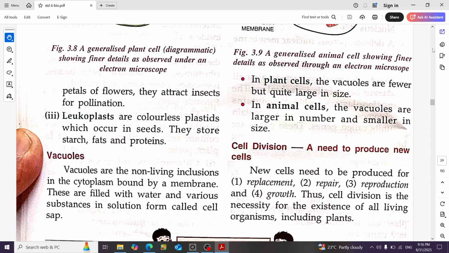Now, what is the need to produce new cells? Now remember, cells are living things. They have a particular lifespan and they are going to die after that lifespan. So cells need to be replaced, repaired, and reproduction and growth is happening. That's why cell division is very important.